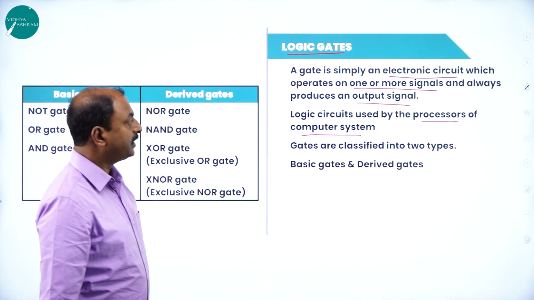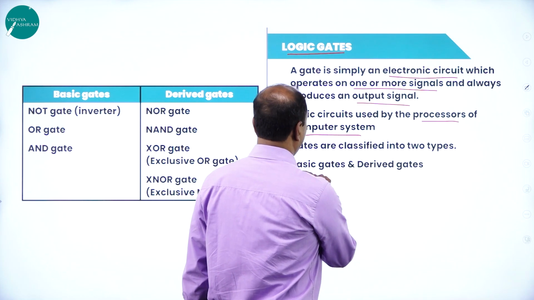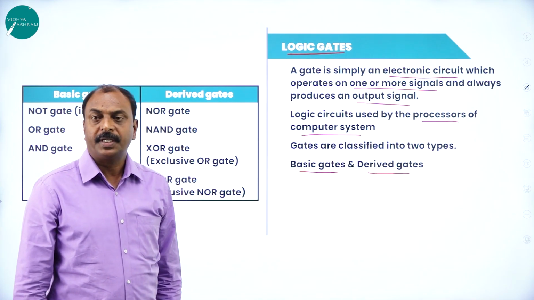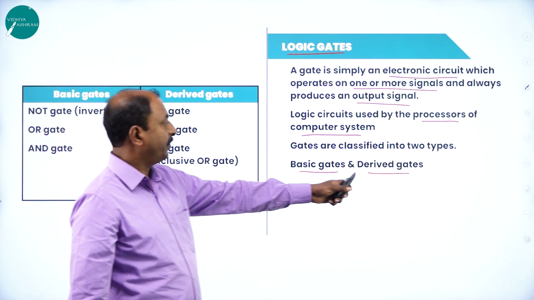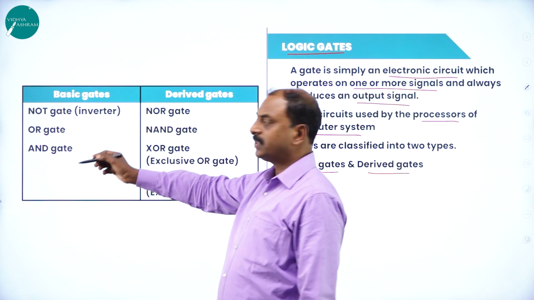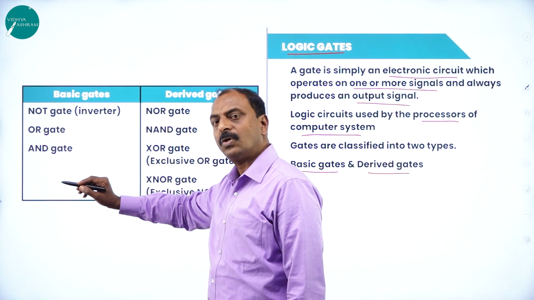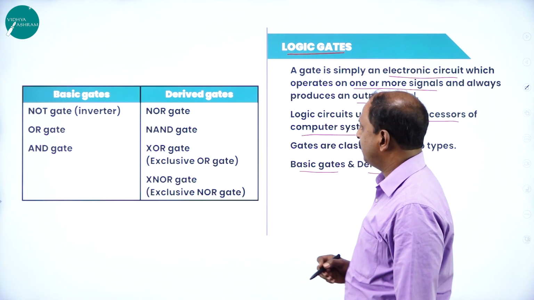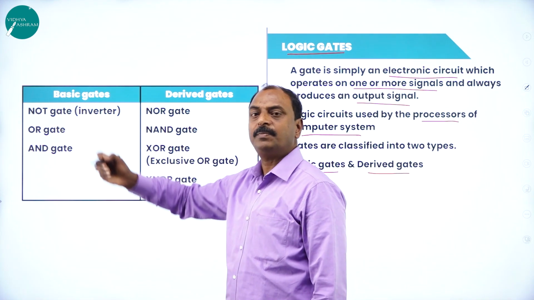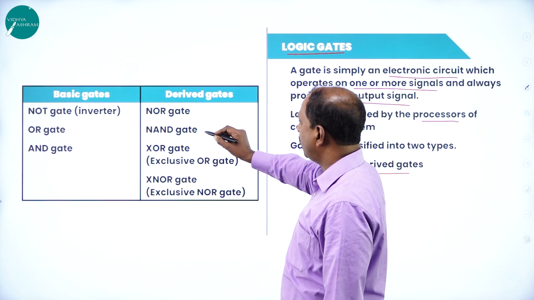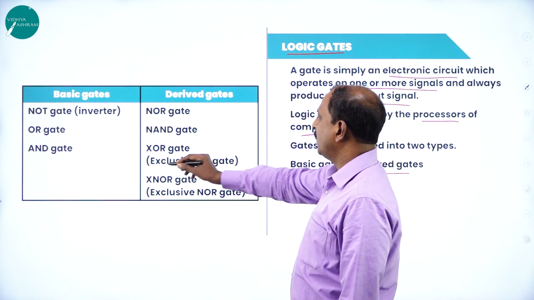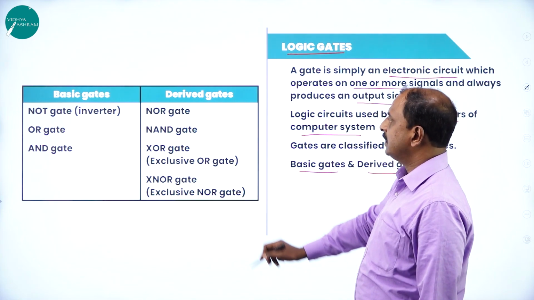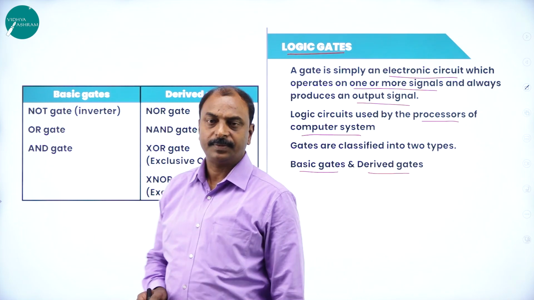Gates are classified into 2 types: one is basic gates, the second one is derived gates. Basic gates are the NOT gate, whose other name is inverter gate, the OR gate, and the AND gate. Derived gates are the gates derived from these basic gates. They are the NOR gate, NAND gate, XOR gate, where X stands for exclusive OR gate, and the exclusive NOR gate. These are all different types of gates.